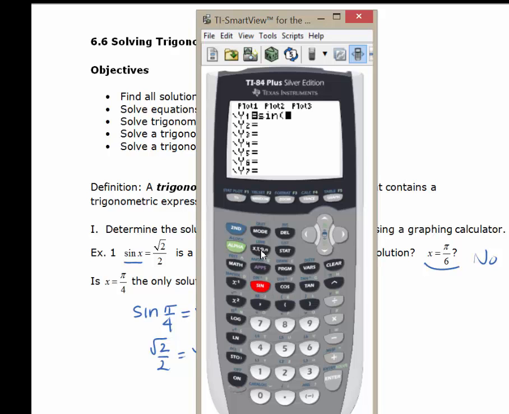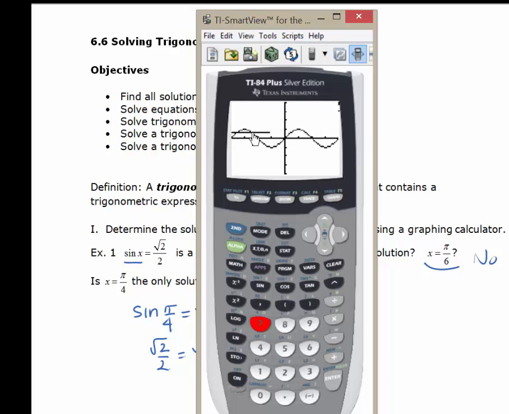So we'll do sine of x. In y2 we're going to do second square root of 2. Again, some of you have to close the parentheses. I'm going to just arrow out of the square root symbol and then divide by 2. Then I'm going to do a zoom trig, because that will give me a nice trigonometric window. So a zoom 7. So here's the sine function.